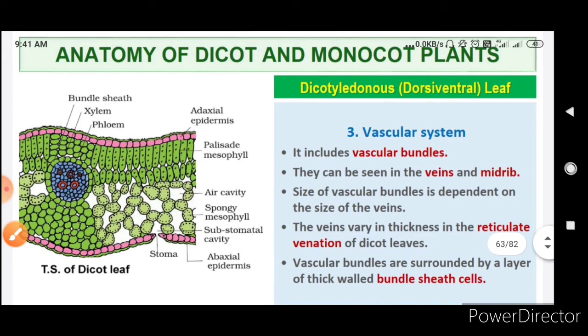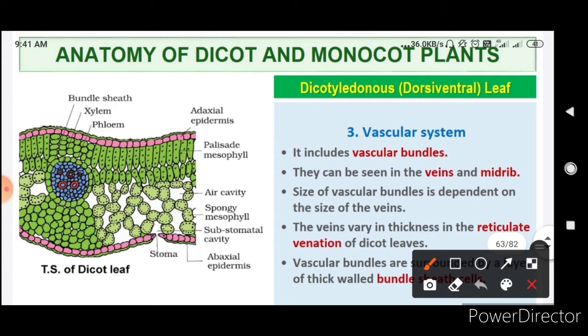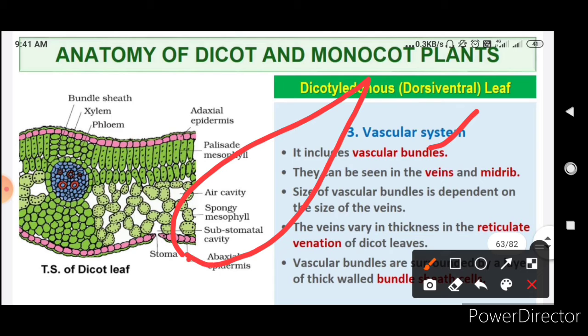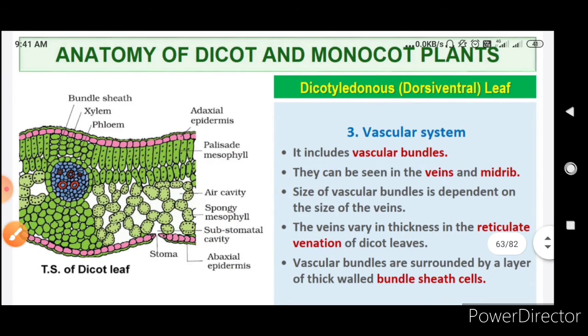When we talk about the vascular bundle in a dicot leaf, the vascular system will contain the vascular bundles. They can be seen in the veins and midrib when we are talking about a leaf structure. This is the midrib and these are the veinlets. Vascular bundles are present here, and these are important for conduction of food and water throughout the plant. Water will come into the leaf because it is required for photosynthesis, and food which is prepared in the leaf will be transported to the plant.